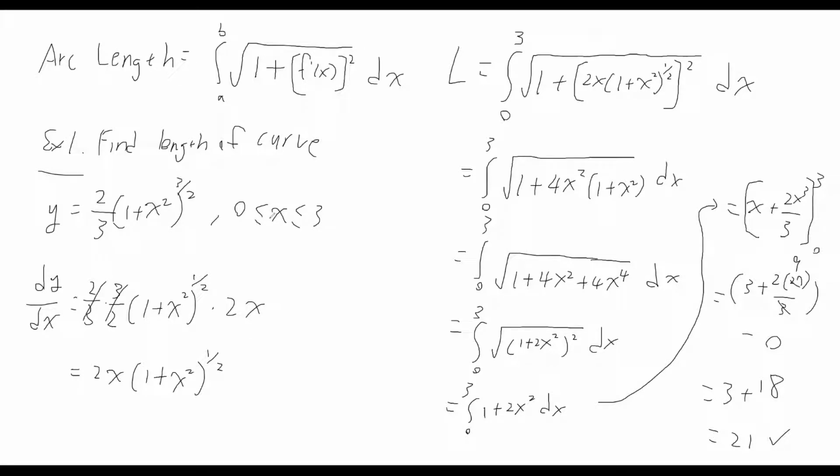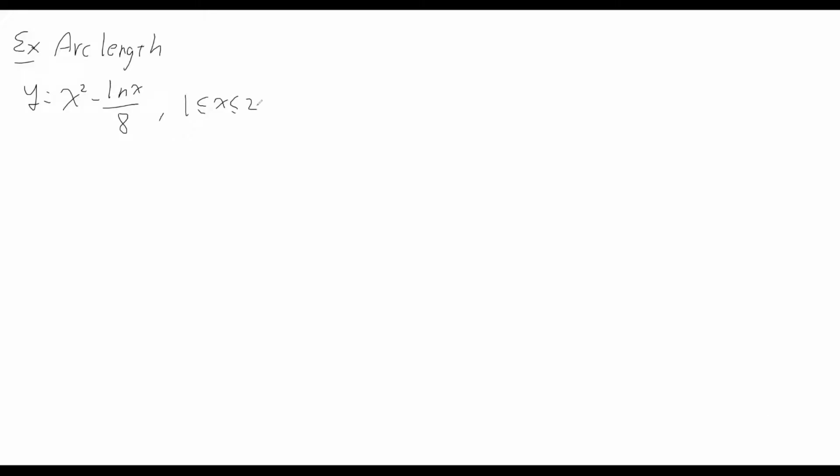The segment of the x, and then you just plug everything into the formula, and then you'll get the arc length. Okay, let's look at another one. So we're looking for arc length. We have the line y equals x squared minus ln x over 8 and x between 1 and 2.